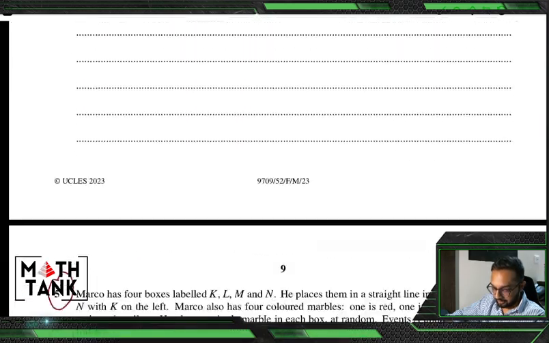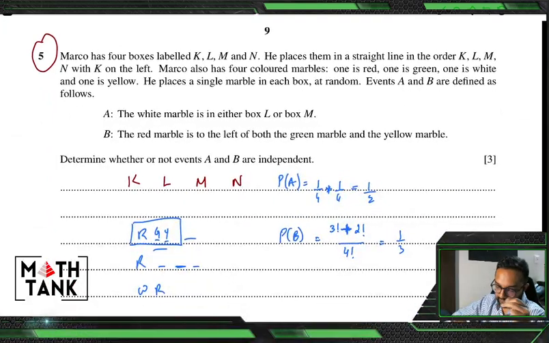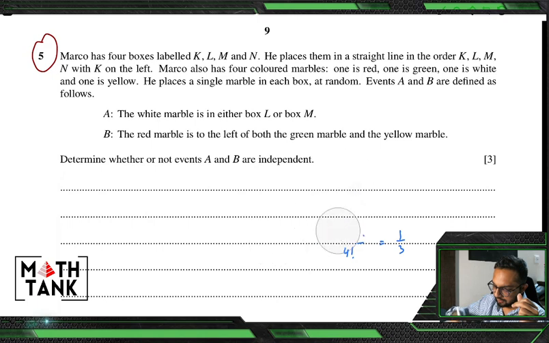Okay, moving on. I have question number 5, a very tricky question, to be honest. When I was doing it for the first time, I had real trouble visualizing a way to do this question. I could sort of figure out what was happening, but it was difficult to visualize a way. It says Marco has 4 boxes K, L, M, N. He places them in a straight line in that order.